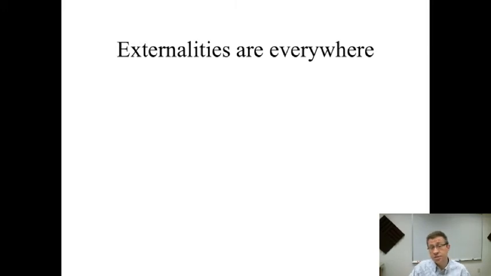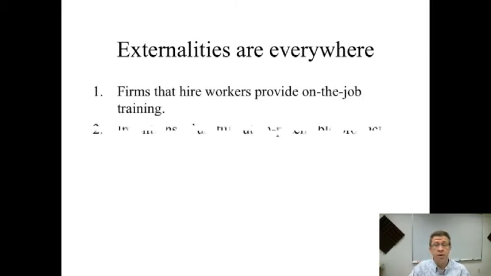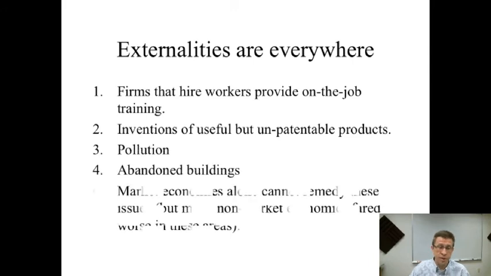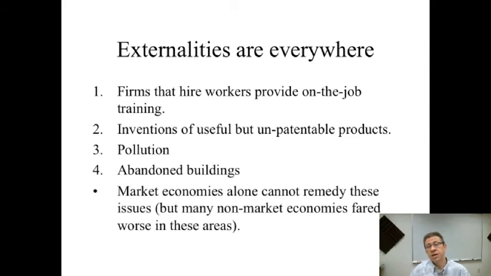So externalities are indeed everywhere. Some other examples: firms that hire and provide on-the-job training, useful but unpatentable products. We talked about pollution. Abandoned buildings, right? That's run down, horrible to look at. Sometimes they can even be a place where criminals will gather. So there's a cost to more than just the person who has the abandoned building.